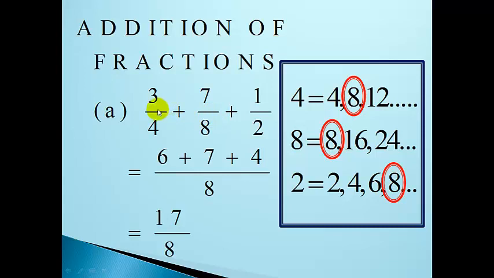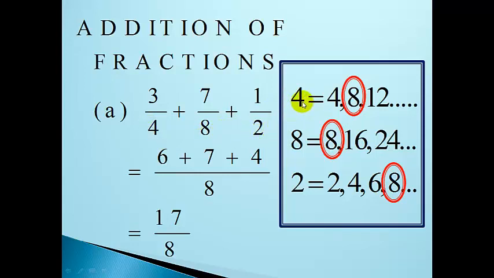Now, given the fractions, we are adding 3 over 4 to 7 over 8 to 1 over 2. That is 3 over 4 plus 7 over 8 plus 1 over 2. Now, with addition of fractions, we have to find the LCM. When we consider the denominators, we have 4, 8, and 2.